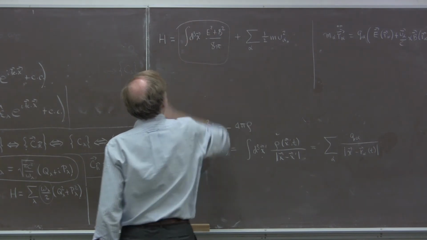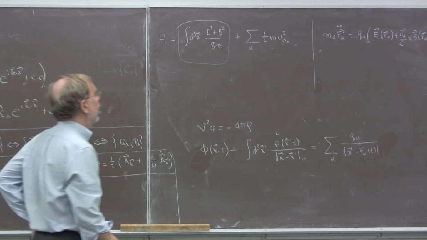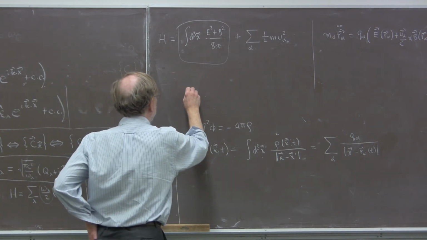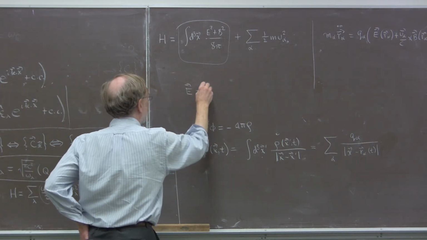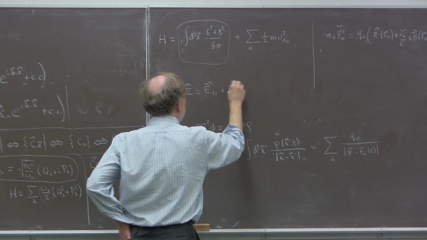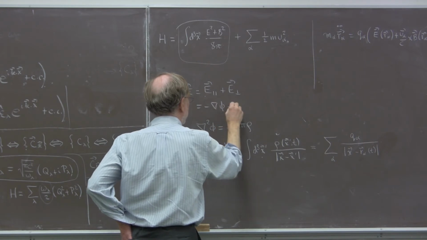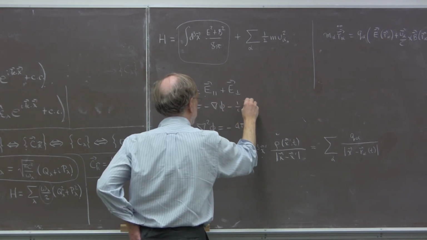One of the differences between the free field and the interacting field, which is what this is, is that the electric field has both a longitudinal and transverse part. The longitudinal part and the transverse part are precisely the same thing as minus the gradient of phi minus 1 over c dA/dt.